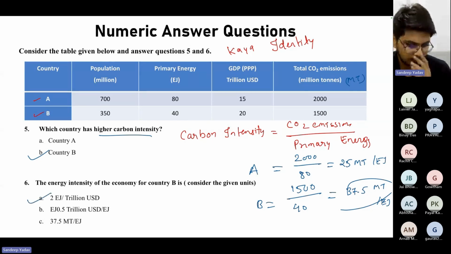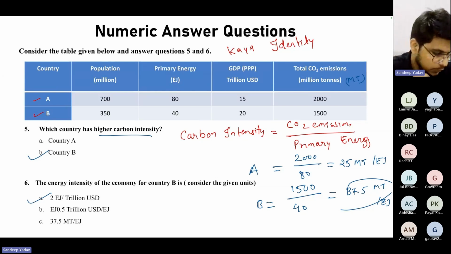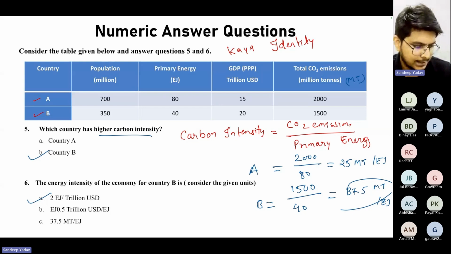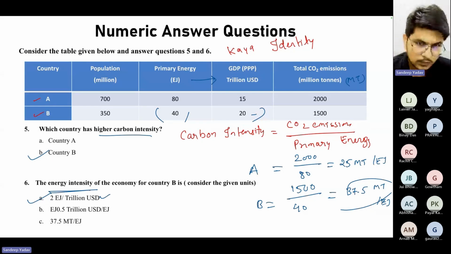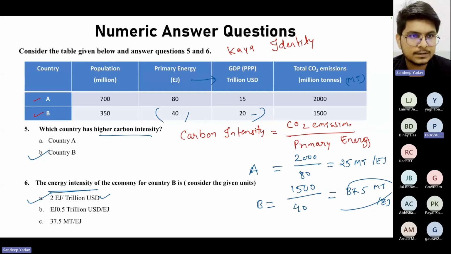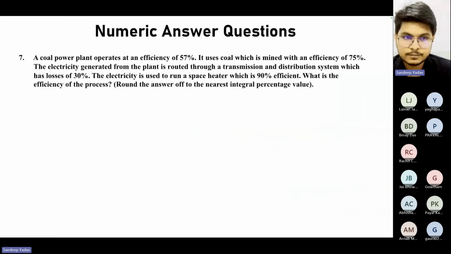I think I don't need to solve that. It's a simple calculation. So the correct answer is 2 exajoule per trillion USD for country B, which is 40 divided by 20. You can just solve this from the units itself. That's the energy intensity. If you have any doubt, I can still solve it. Otherwise, I will move on.